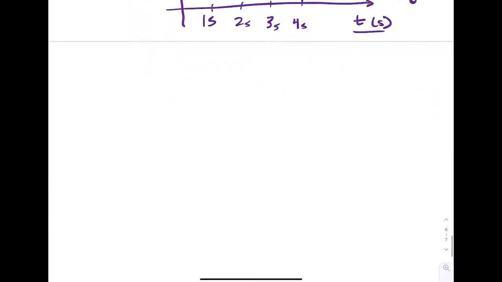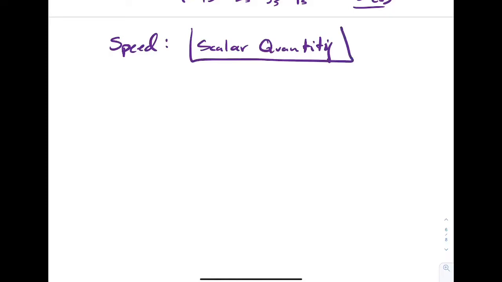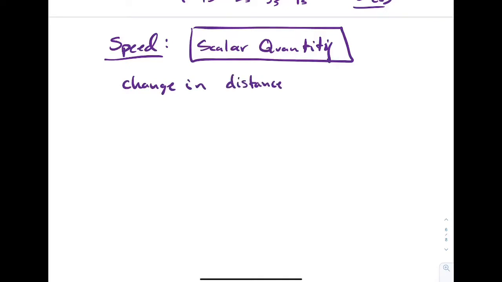The next quantity we have to discuss is speed. Speed is a scalar quantity, defined as the change in distance with respect to time. And so we could just show you quickly now that, of course, our unit would be the meter per second still.